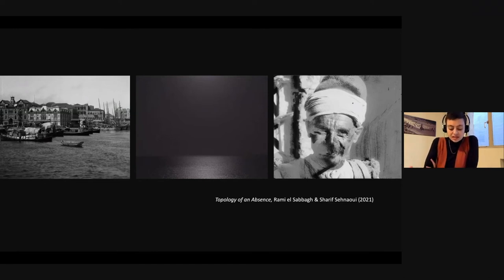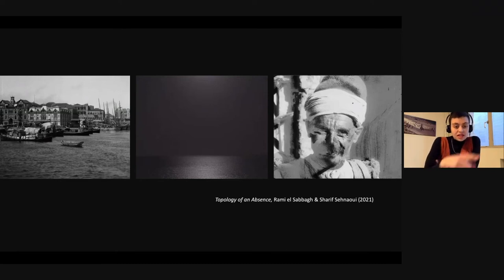In the film, you will see that in the middle of the film, there is a shot of the sea. This shot is not from the Pathé Gaumont archives. It was filmed by Rami Sabbagh last year. He considers this image to be an apparition from the future. If the archival images are considered the present, the sea is coming from the future of these Gaumont and Pathé images.